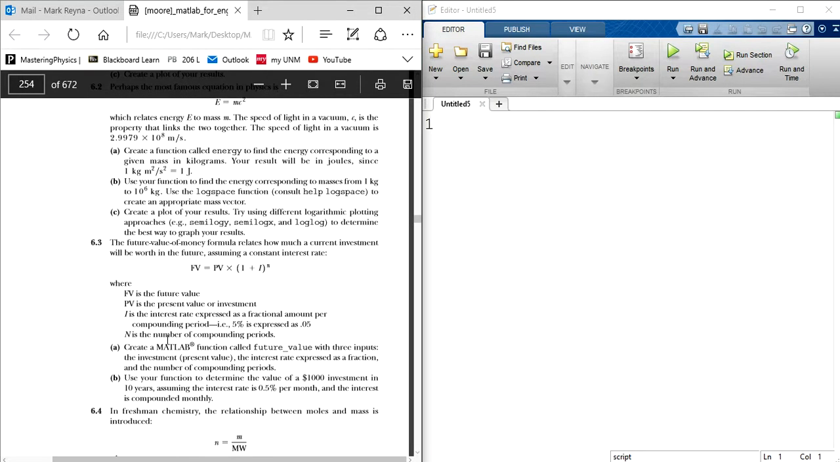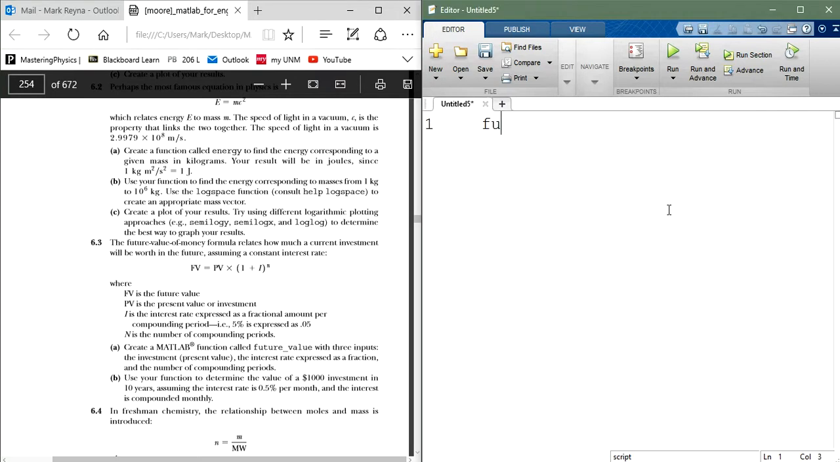If everybody wants to follow along, let's read it first. The future value of money formula relates how much current investment will be worth in the future, assuming a constant interest rate. FV is equal to PV times 1 plus i to the nth power, where FV is the future value, PV is the present value, i is the interest rate expressed as a fractional amount per compounding period, i.e. 5% is going to be 0.05, n is the number of compounding periods. Create a MATLAB function called future value.